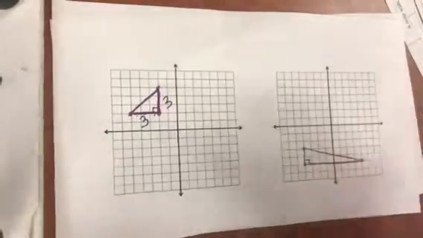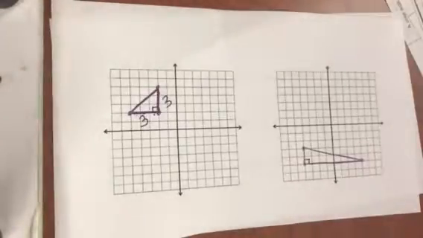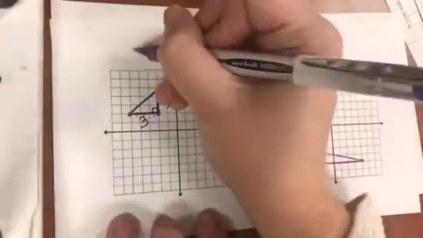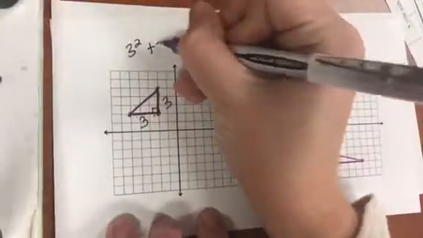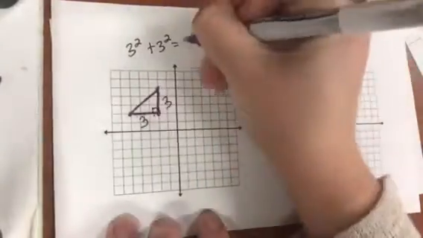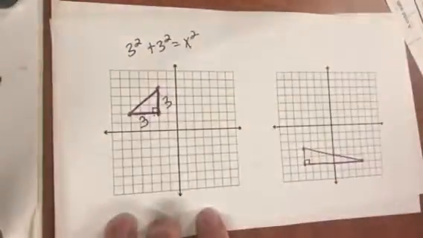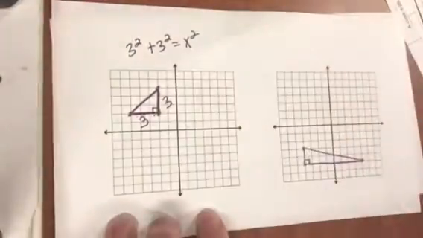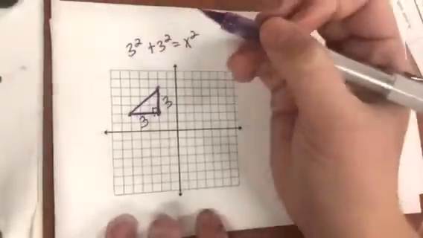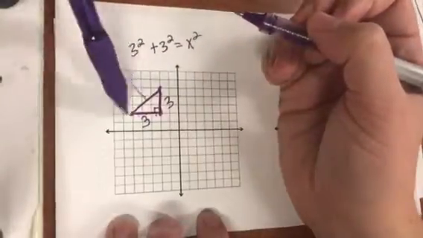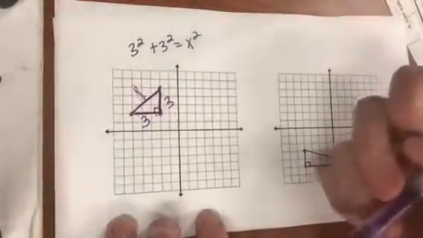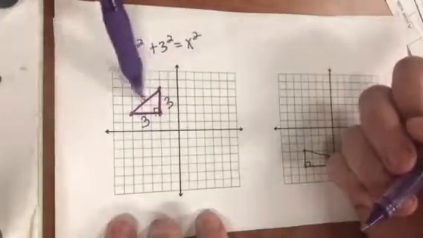So can we use the Pythagorean theorem? I think we can. I could do 3 squared plus 3 squared equals x squared. How did you know that these were the legs? Because that's where the right angle is. And that's the hypotenuse. Oh look, it makes a Y. Hypotenuse. Do you see my Y? I do. I see it.